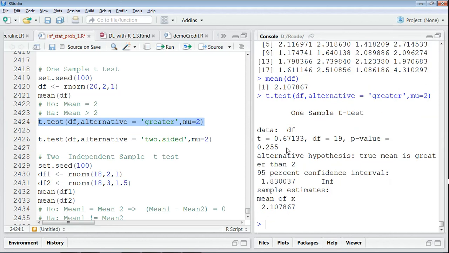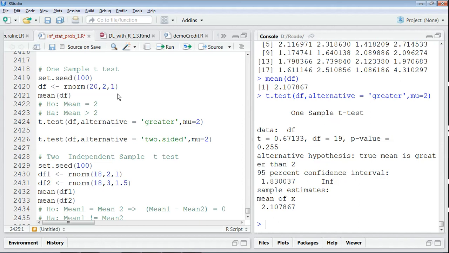The p-value is 0.255. The p-value is greater than 5%. The p-value here is 25%, which makes sense because we had already sampled this data from a population which had a mean of 2. Here we cannot reject the null hypothesis. Since the p-value is greater than alpha, we cannot reject the null hypothesis. So what we conclude here is that the sample mean value and the population mean value are the same.